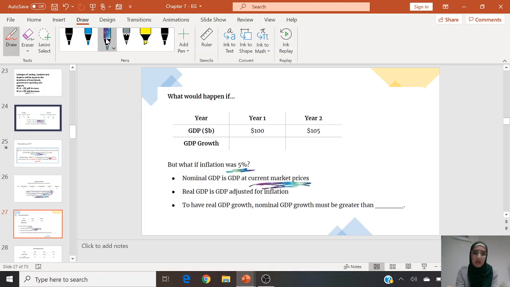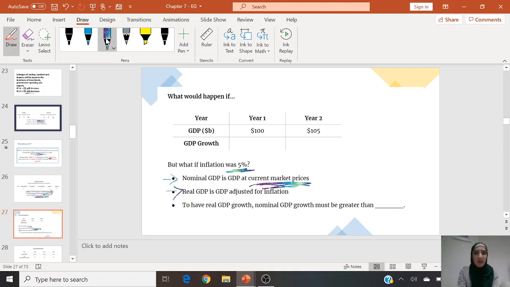The main reason I'm doing this slide is because I want you guys to be able to differentiate between nominal and real GDP. So nominal GDP is GDP at the current market price. So this pen is $10 in the market. So that is the nominal. And for all the products produced, the value for that will be the nominal GDP.